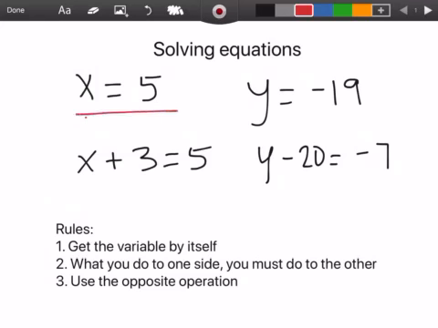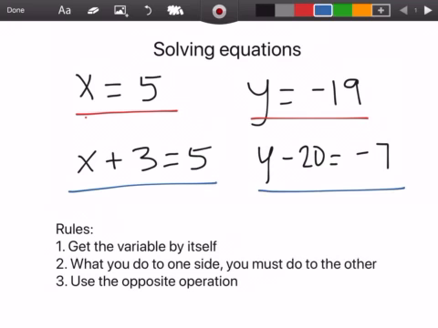x equals 5 or y equals negative 19. Okay, you have the variable by itself on one side and then a number on the other side. Now the part that we're going to have to do today is the solving part, and that's when we have a variable that is adding or subtracting with something to equal something else. So x plus 3 equals 5, or y minus 20 equals negative 7. So we have this plus 3 and we have this minus 20 that's in the way of our variable.